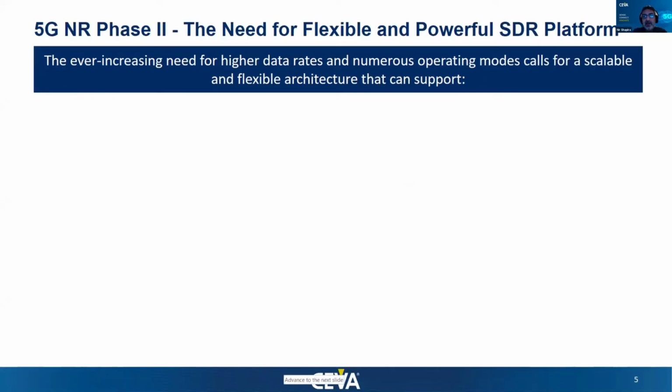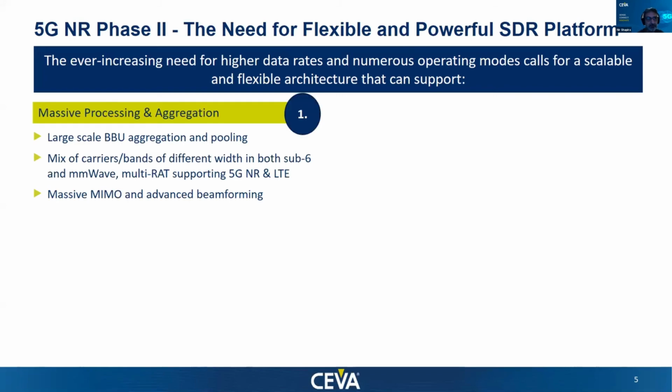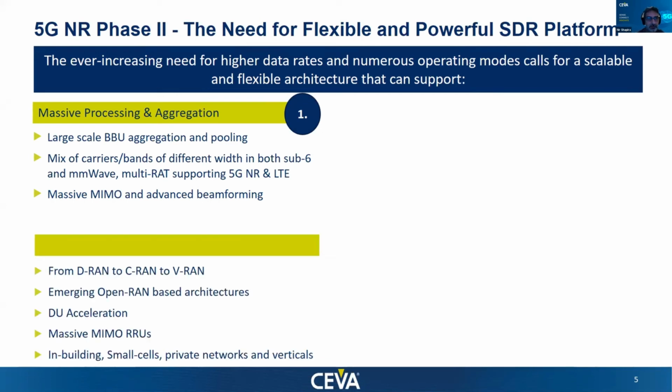So let's see what the challenges and requirements are for a DSP platform targeting 5G NR use cases. We see an ever-increasing need for higher data rates and numerous operating modes. This obviously calls for a scalable and flexible architecture that can support, first of all, massive processing and aggregation to allow large-scale baseband unit pooling and aggregation, and to accommodate the massive MIMO and advanced beamforming calculations.